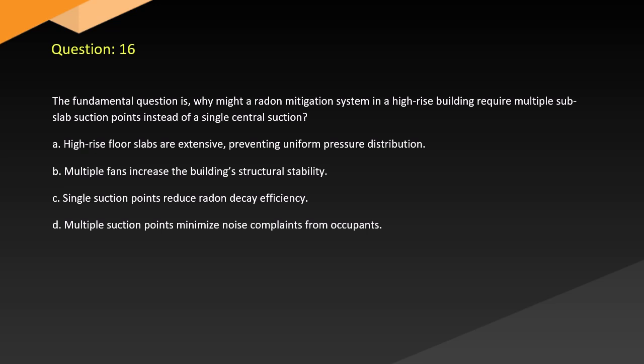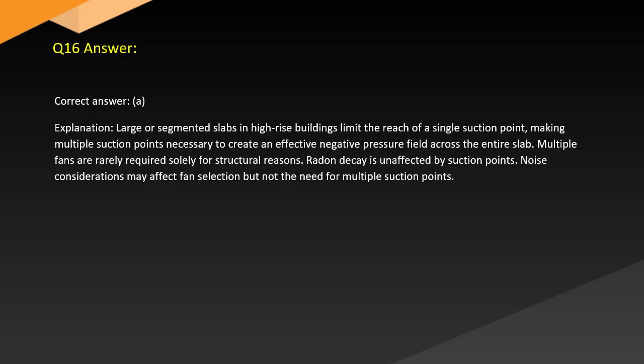Question 16. The fundamental question is, why might a radon mitigation system in a high-rise building require multiple sub-slab suction points instead of a single central suction? A. High-rise floor slabs are extensive, preventing uniform pressure distribution. B. Multiple fans increase the building's structural stability. C. Single suction points reduce radon decay efficiency. D. Multiple suction points minimize noise complaints from occupants.